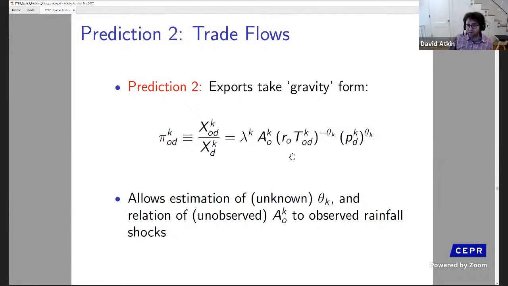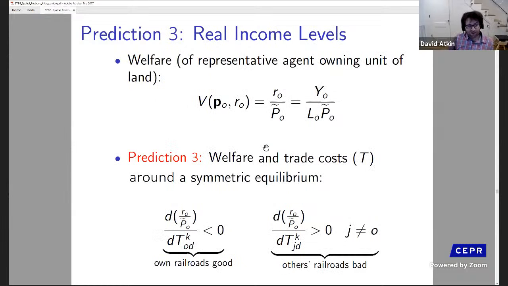And what this gravity equation is going to allow us to do is, if we have data on these trade flows, and we will have data on these trade flows, and if we're able to back out this T function, which we will be able to from the previous regression, then we can also back out theta, which is this key elasticity, this dispersion parameter, by essentially regressing the log of this object on the log of the trade costs. We can also back out the mapping between rainfall and this A. The A term is going to be a residual, which we can then see how rain affects, and then we're going to be able to use that very shortly.